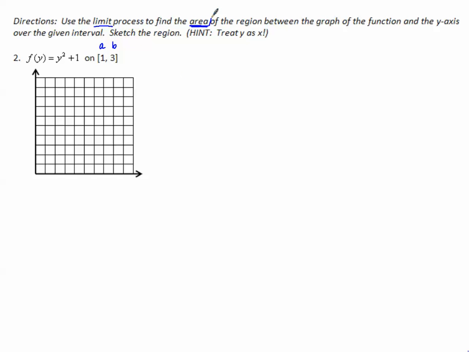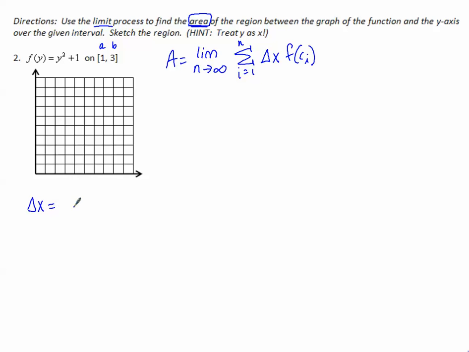So if it's saying find the area of the region, that's the exact area. We're going to be using our limit process. Limit as the number of rectangles goes to infinity of the sum from the first rectangle to the nth rectangle of the areas, the width times the height. So remember, we need to work from the inside out, find the width and find the height first so that we can plug it in to the summation.